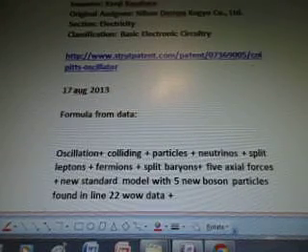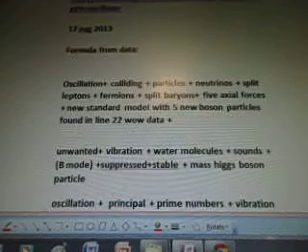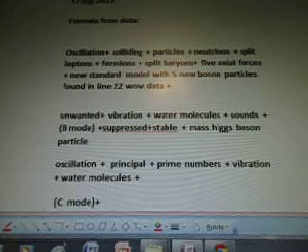Oscillation, colliding particles, neutrinos, split leptons, fermions, split baryons, 5 axial forces. New standard model with 5 new boson particles found in line 22 well data. If I say it's found in line 22, you look in line 22 for that keyword, and the formulas are in that set of videos.